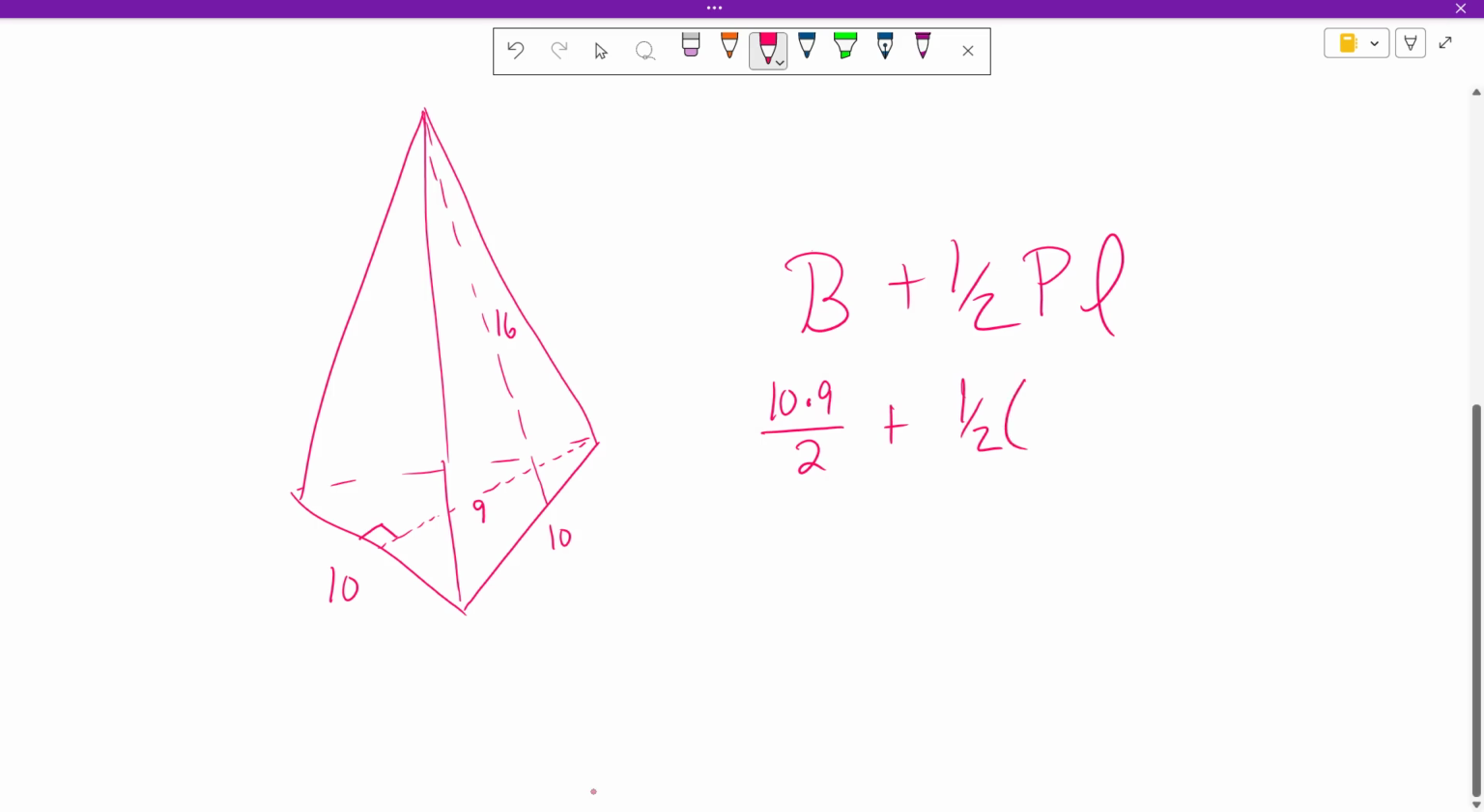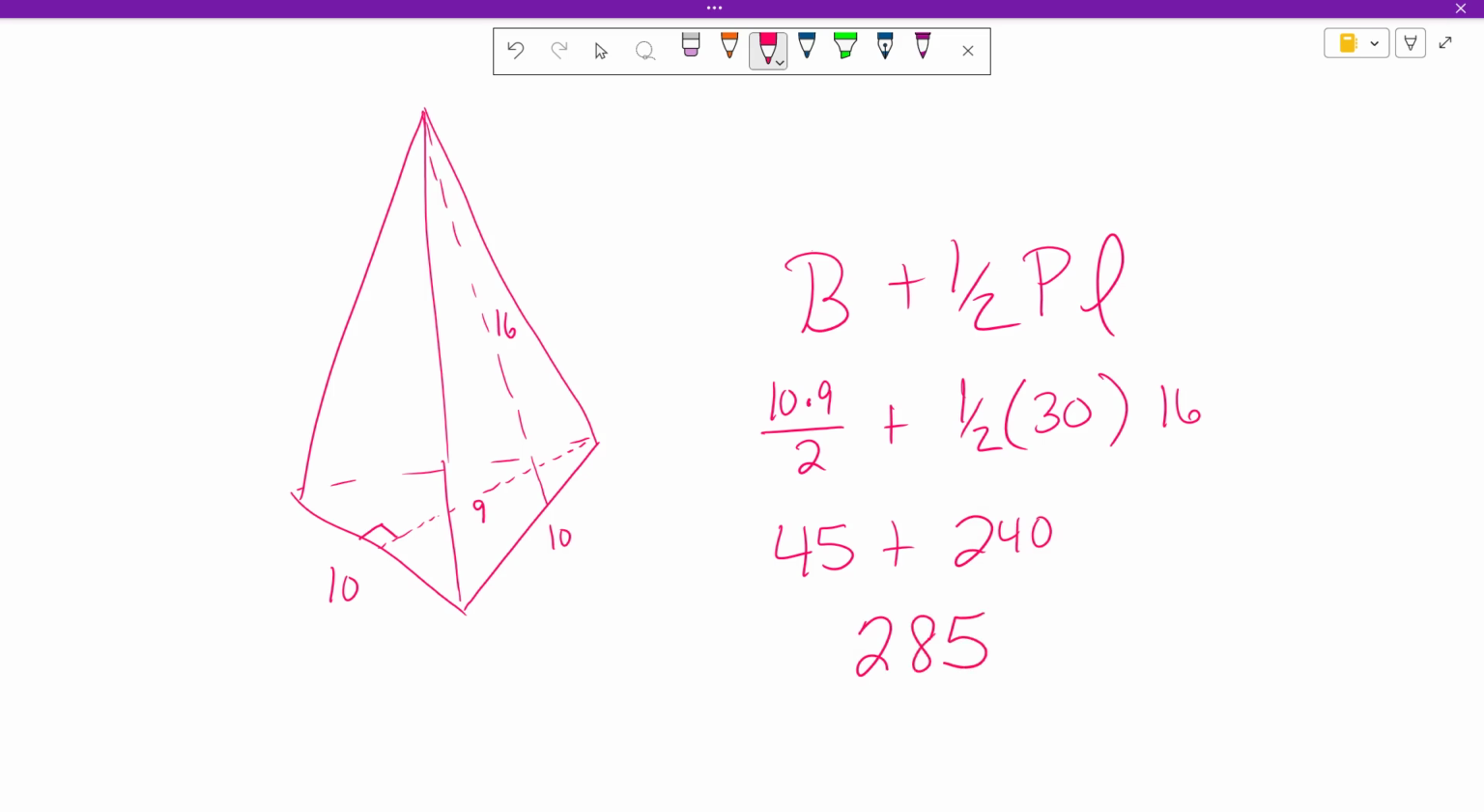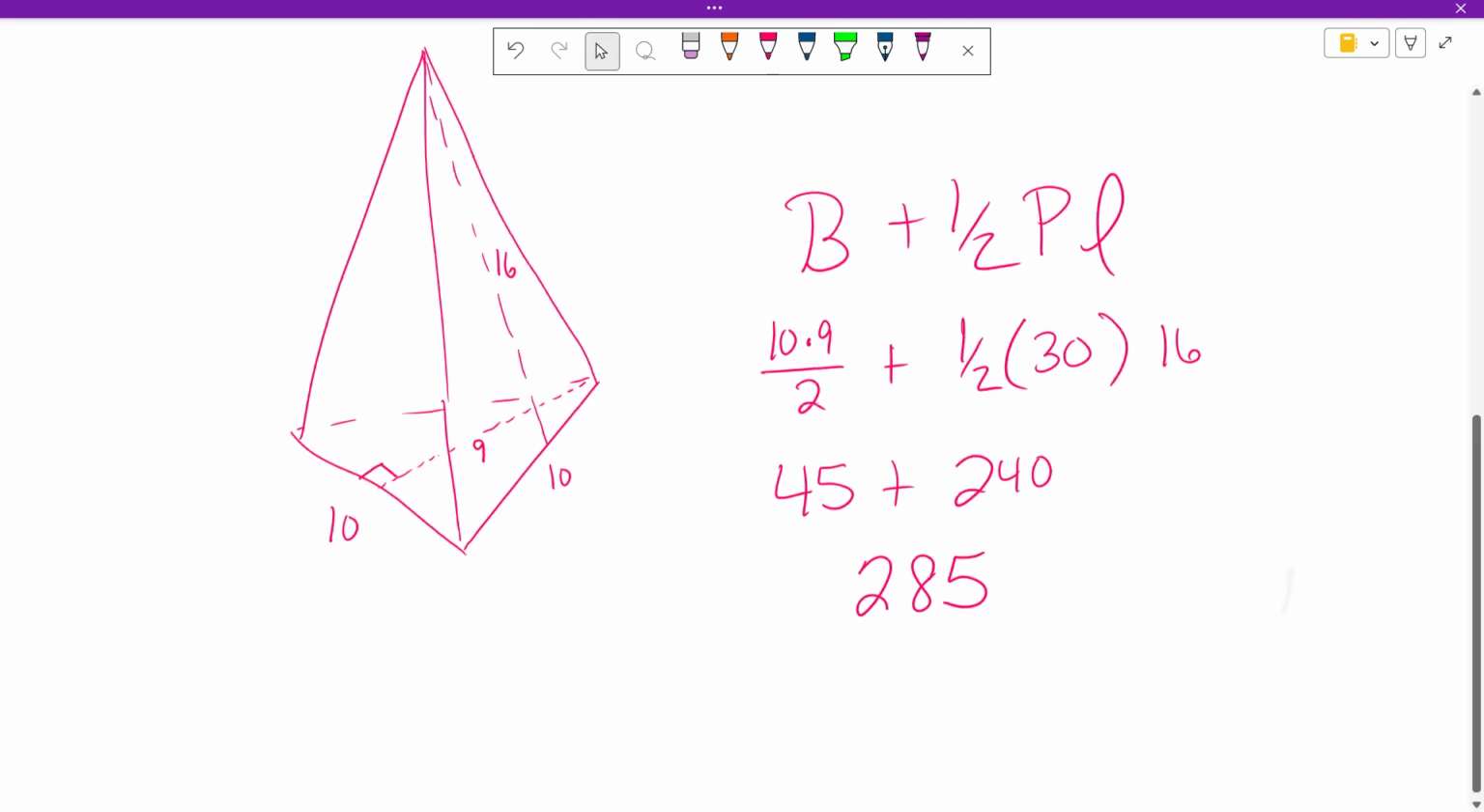Well, 10 plus 10 plus 10 is 30. And then the slant height is 16. So this part is 45, the area of the base. And then this part is 240, so it's 285. Okay, so today's is pretty straightforward. Nothing to hopefully get you too confused.